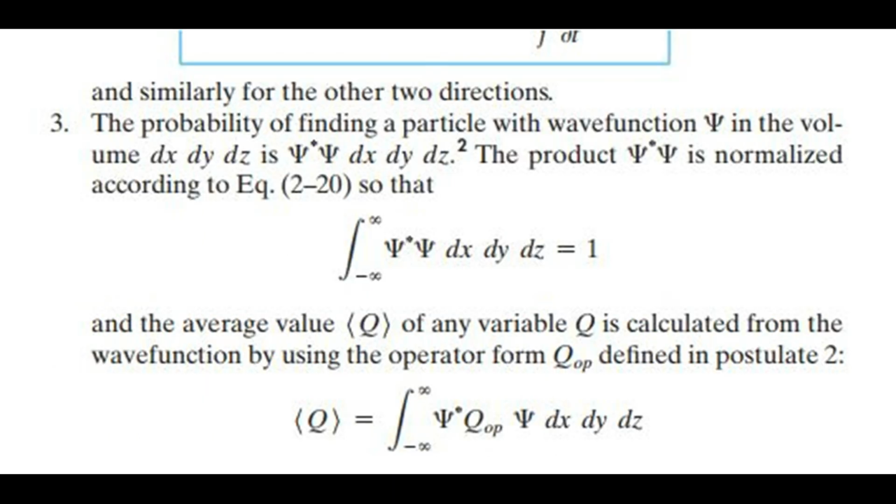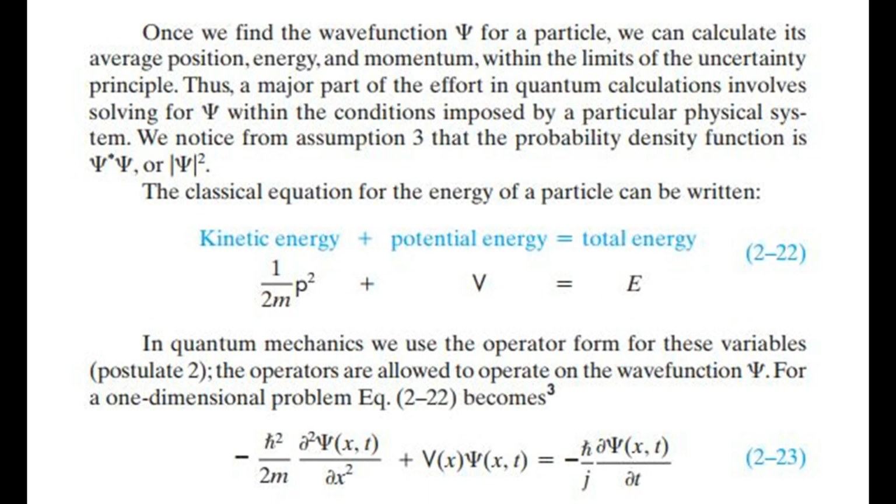The product Ψ*Ψ is normalized according to Equation 2-20, so that the integral of Ψ*Ψ dx dy dz equals 1, and the average value ⟨q⟩ of any variable q is calculated from the wave function by using the operator form q_op defined in postulate 2, ⟨q⟩ equals the integral of Ψ* q_op Ψ dx dy dz. Once we find the wave function Ψ for a particle, we can calculate its average position, energy, and momentum, within the limits of the uncertainty principle. Thus, a major part of the effort in quantum calculations involves solving for Ψ within the conditions imposed by a particular physical system. We notice from assumption 3 that the probability density function is Ψ*Ψ.